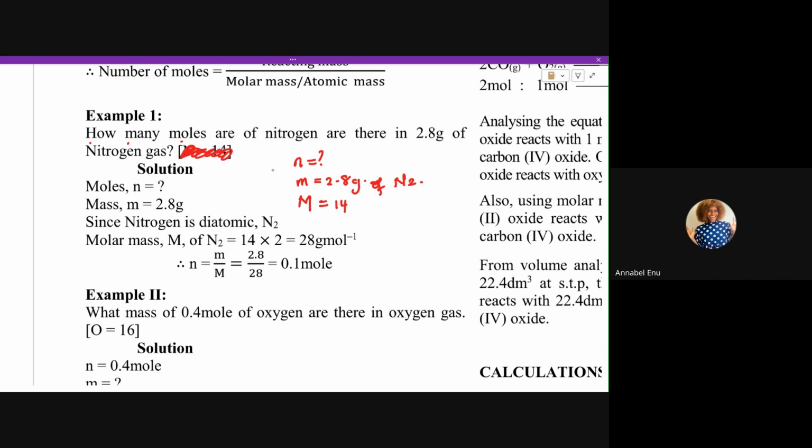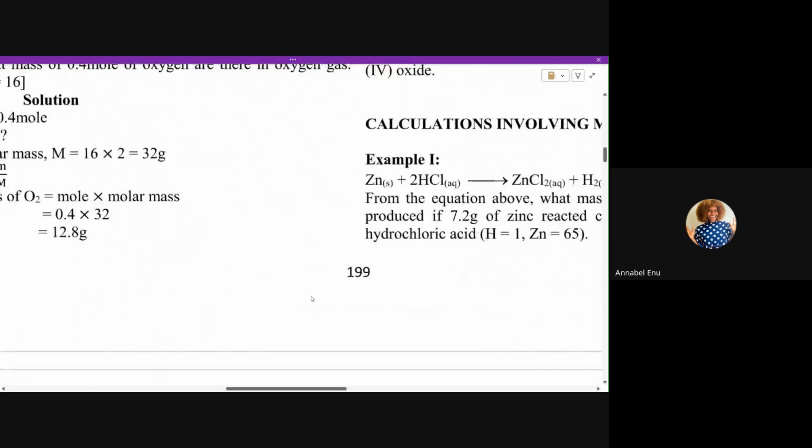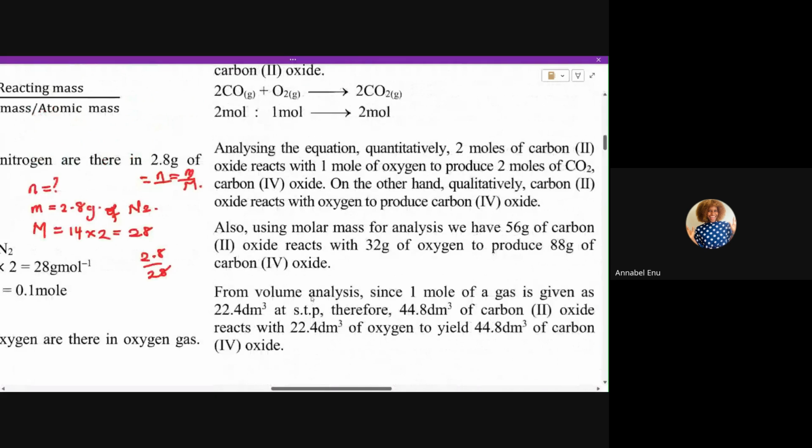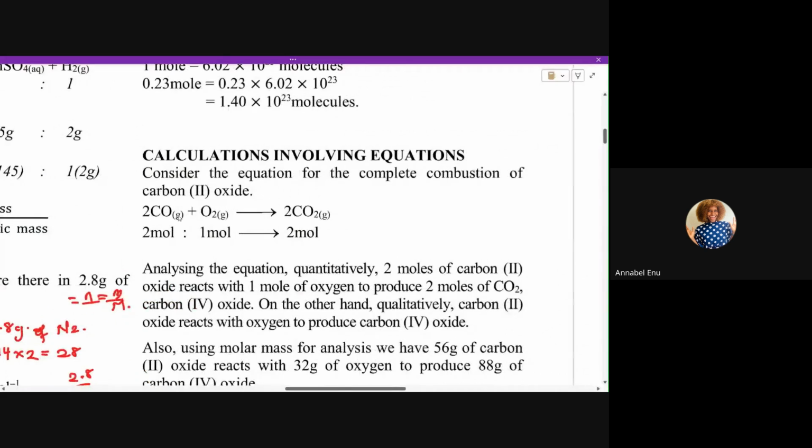So that of nitrogen is 14, but this 14 is for the nitrogen atom, not nitrogen gas. Since nitrogen gas is diatomic, we multiply by 2 to give us 28. And remember we said number of mole is equal to mass divided by molar mass. So we say 2.8 divided by 28. Now these are the beginning, the basics of stoichiometry questions. This is what I was talking about when I was talking about mole ratio.